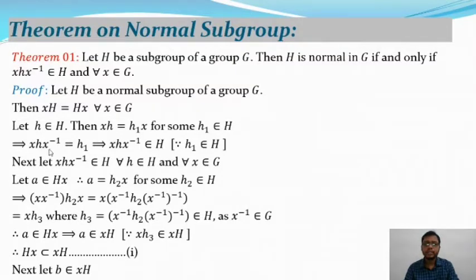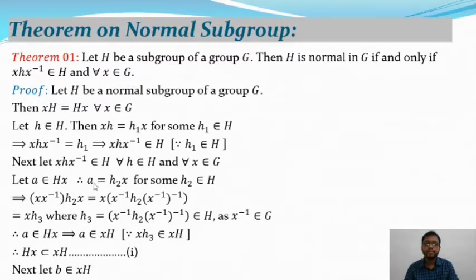Next, let xhx inverse belong to capital H for all h belongs to H and for all x belongs to G. So we shall prove from this that H is a normal subgroup of G. Now let a belong to Hx. Therefore a is equal to h2x for some h2 belongs to H. This is the definition of the coset, you know that.